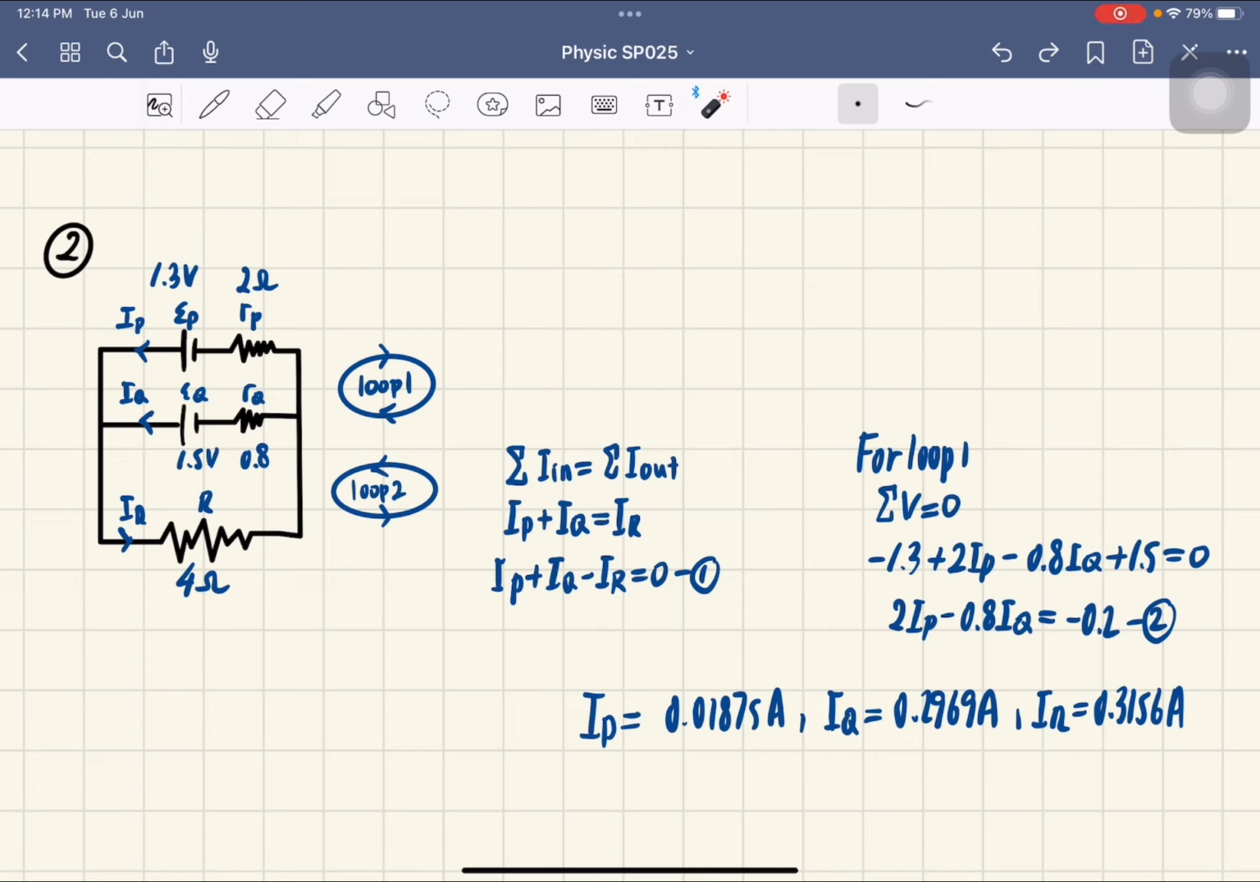Alright, first equation: sum of I in is equal to sum of I out, so IP and IQ are the current in. IP plus IQ is equal to the current out, which is IR. So we can form the first equation, which is IP plus IQ minus IR equal to 0. Then for Kirchhoff's second rule, for loop 1, we start from the point of battery P.